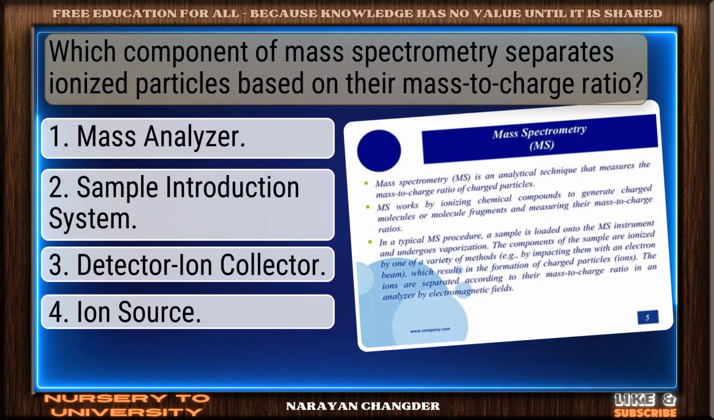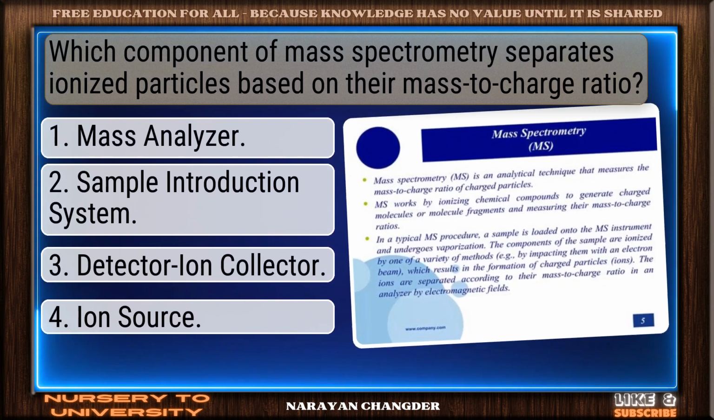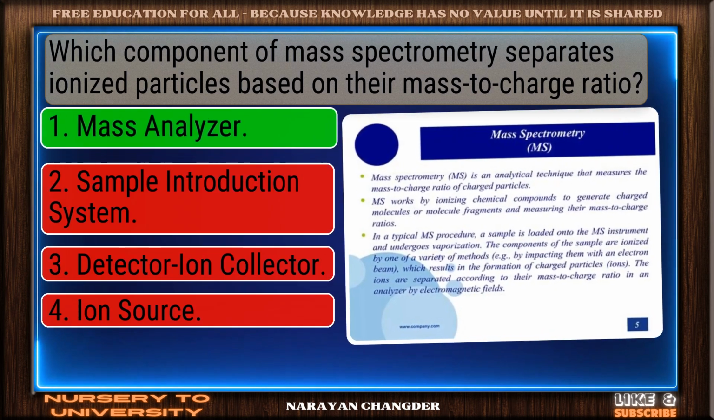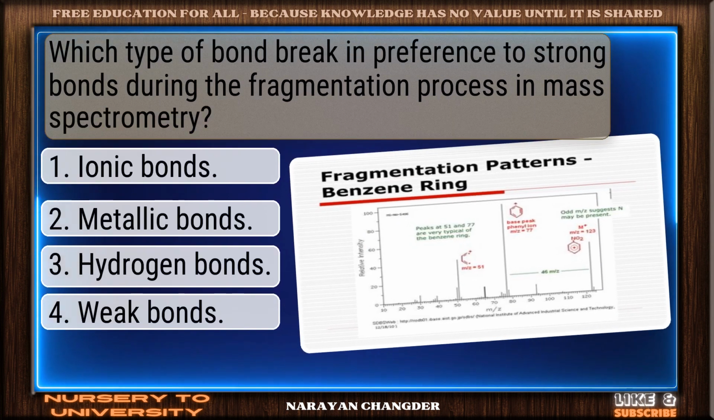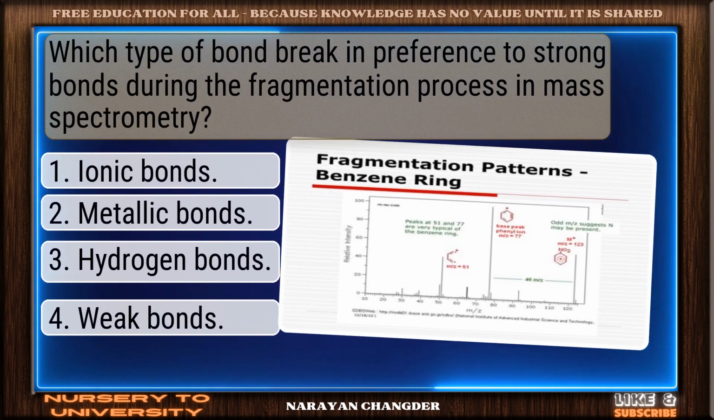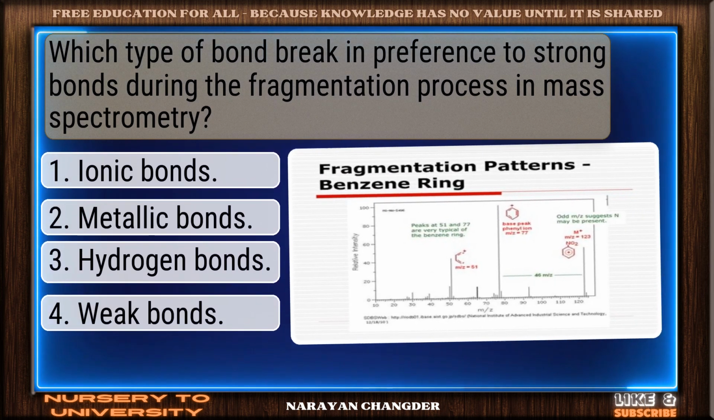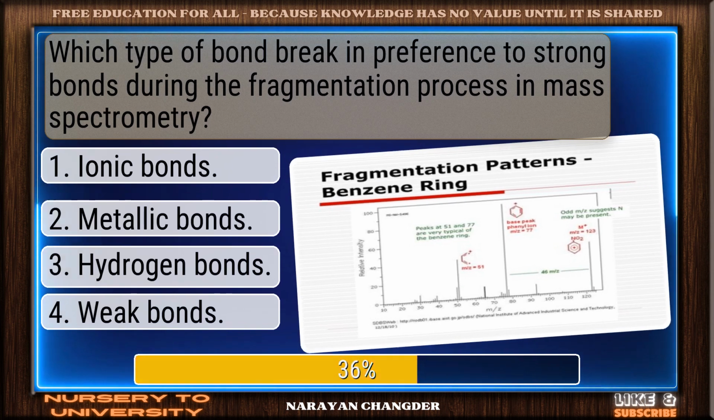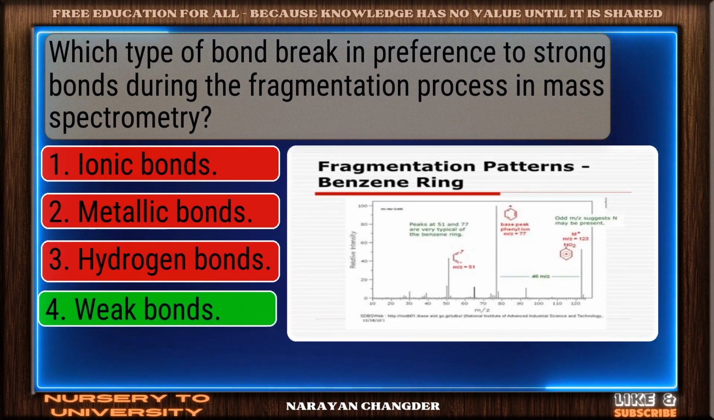Which component of mass spectrometry separates ionized particles based on their mass to charge ratio? Correct. Mass analyzer is the right answer. Which type of bond breaks in preference to strong bonds during the fragmentation process in mass spectrometry? Correct response. Weak bonds is the most accurate answer.